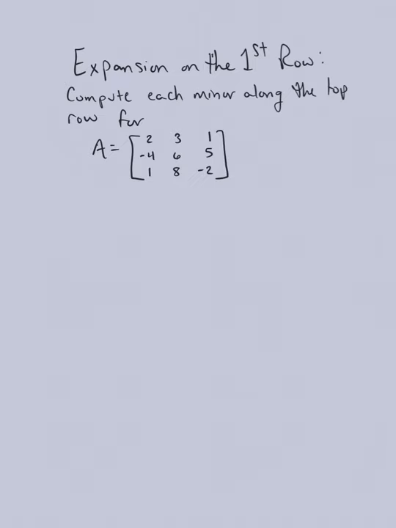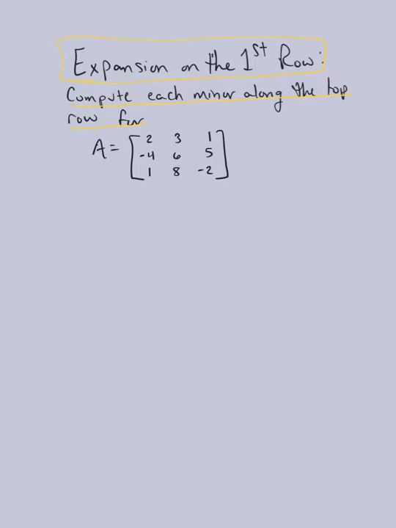Okay, so we're leading into a method for computing determinants that's called expansion along the first row. And we'll see later that we can do this actually on any row and any column. But the idea to get started is to compute the minor along the top row for a given matrix. In this case, this is the matrix that we'll use.